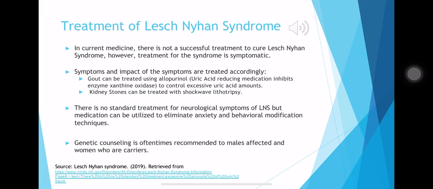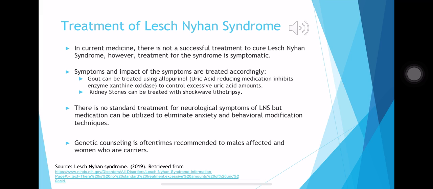Within modern day medicine, there unfortunately is not a cure for Lesch-Nyhan syndrome. So the treatment for this disease only targets the symptoms as they occur. Symptoms and the impact of these symptoms are treated accordingly. For example, gout, which is one of the more commonly occurring symptoms, can be treated using allopurinol, which is a uric acid reducing medication that inhibits the enzyme xanthine oxidase. Kidney stones are another common symptom and can be treated with shockwave lithotripsy or also with allopurinol.